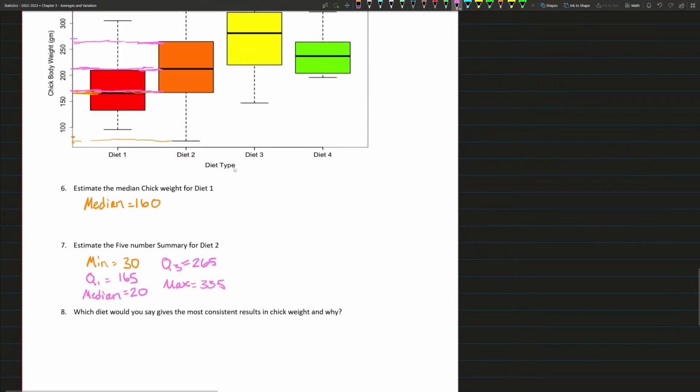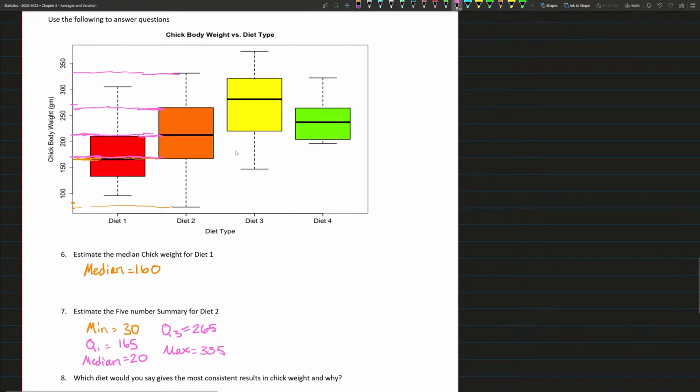Number 8, which diet would you say gives the most consistent results in chick weight and why? So this is talking about range. I'm not going to answer this for you because a very similar one is going to be on the test, and I don't want you just to remember what I say and put it down. But this is asking about the range of the data and the consistency of the data. So you have to think about what a box and whisker plot actually says, what the definitions of all those things mean, and then give your answer.